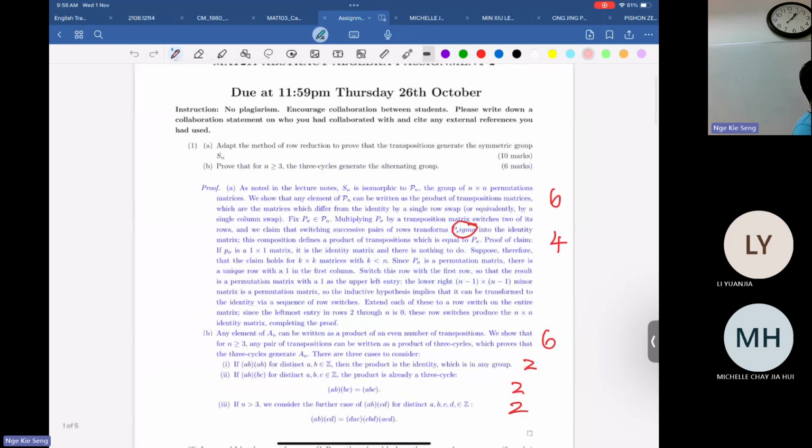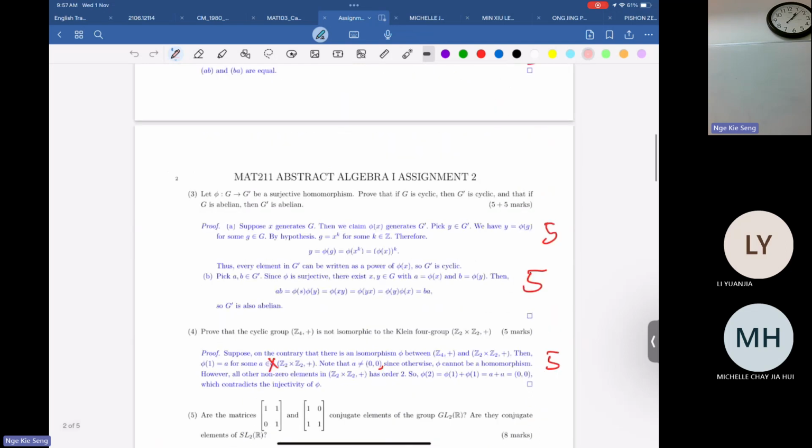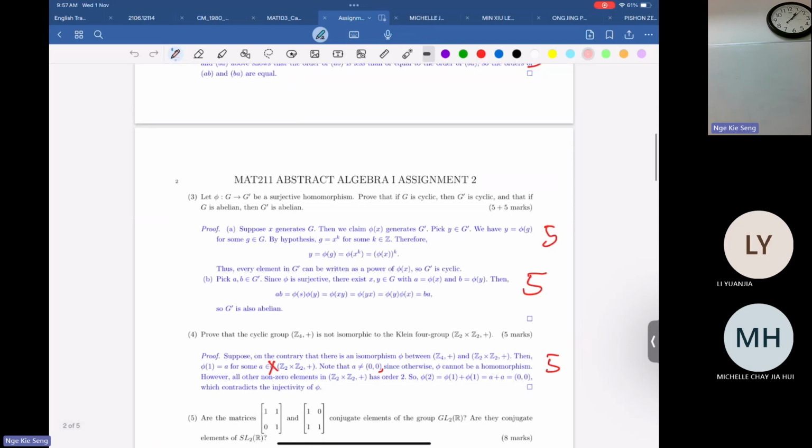I'm happier with this assignment because I see most of you have improved. Please keep up your work, improving on your writing and understanding the question. So far, not too big a problem on question 1. Question 2, not too hard.